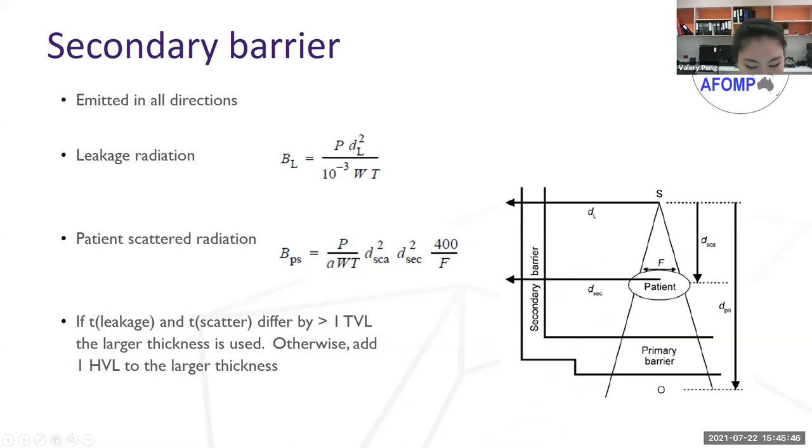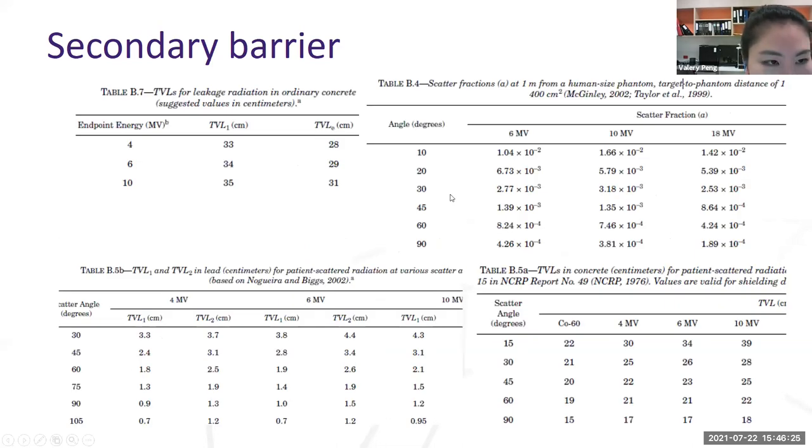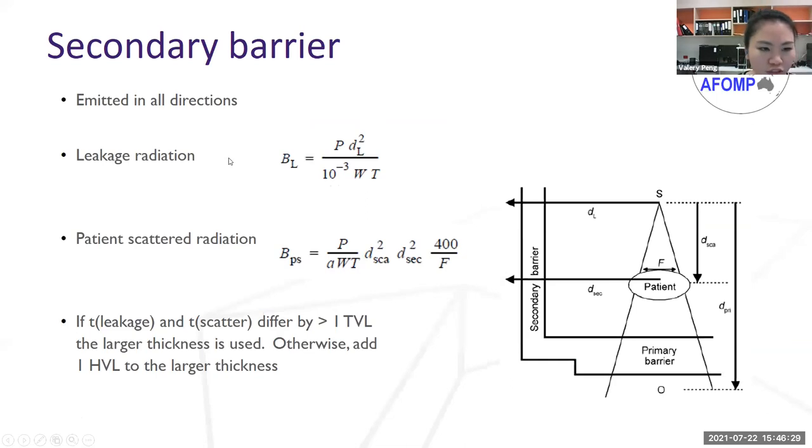So in NCRP, they have a different table since the energy is quite different, and they are computed separately. And we use the larger thickness if they differ by 1 TVL. So this is the two source rule. If they differ by 1 TVL, we just use the larger one. But if they differ by less than 1 TVL, you take the larger thickness and add 1 HVL. And again, this is just being conservative in your shielding calcs. So that's leakage and that's scatter.